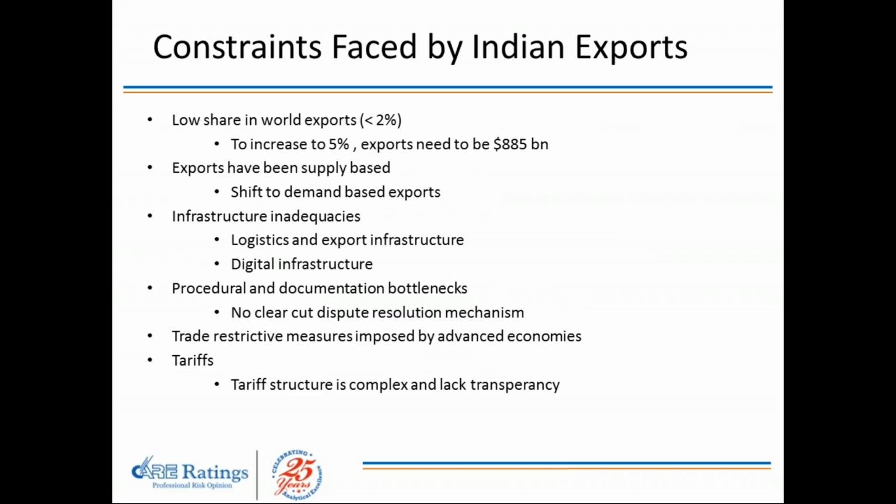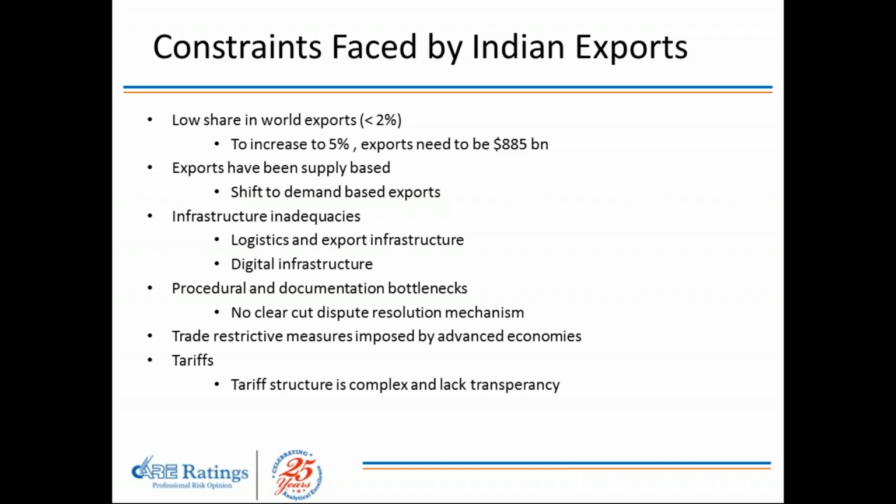We have listed out some of the constraints faced by India's exports which impact its export competitiveness. A major factor is the low share of the country in world trade at less than 2%. To increase it to 5%, exports need to be $885 billion from the current $300 billion. That is an increase of 192%. This is very challenging in the current situation.